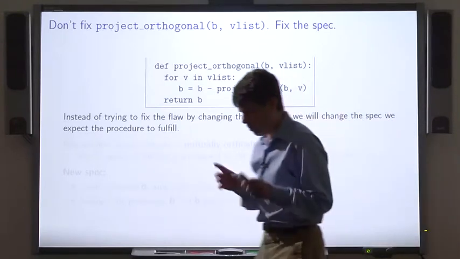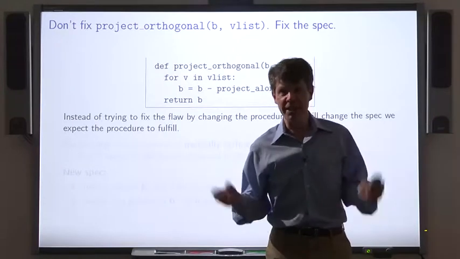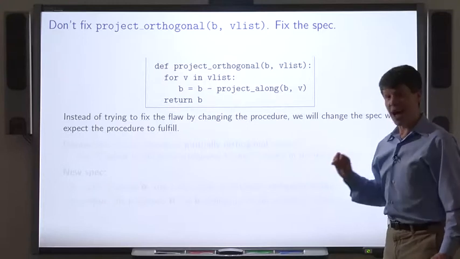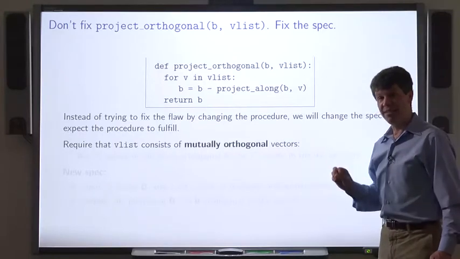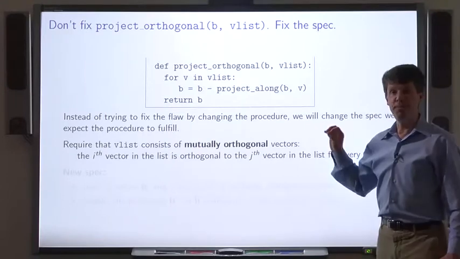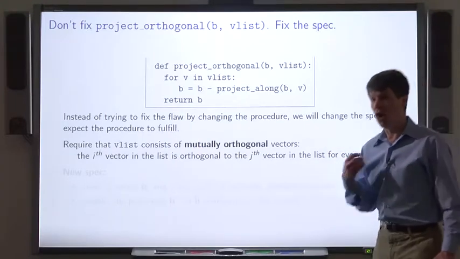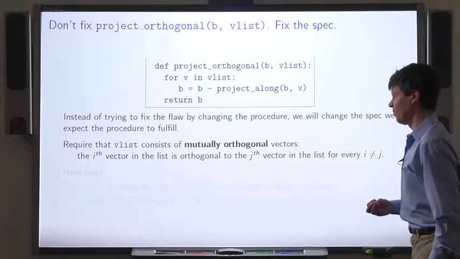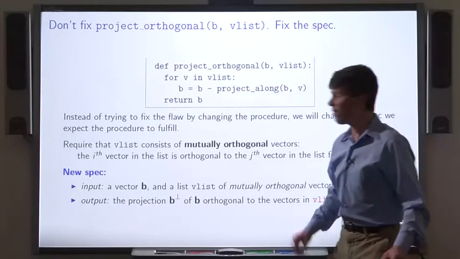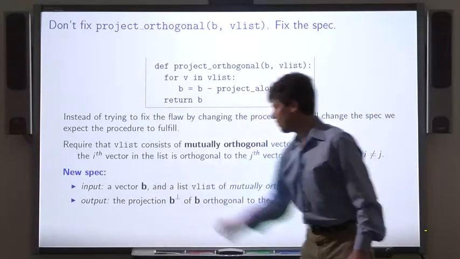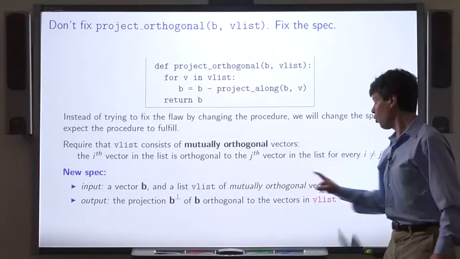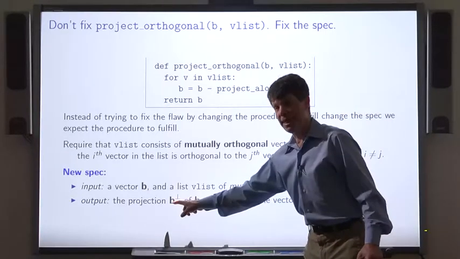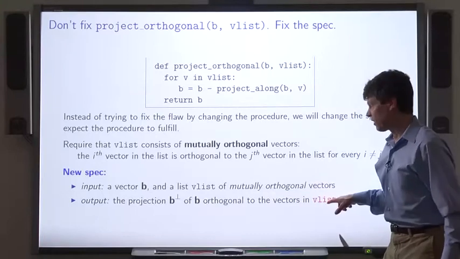The solution then for project orthogonal is not to throw away the procedure, it's to change the spec. So we'll now require that the input list VList consists of mutually orthogonal vectors. That is, every vector on VList is orthogonal to every other vector on VList. So the spec for the procedure is it's given a vector B and a list VList of mutually orthogonal vectors. And it's required to output the projection of B orthogonal to all the vectors in VList.